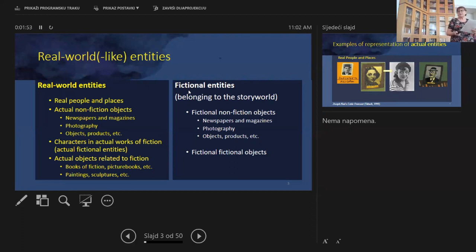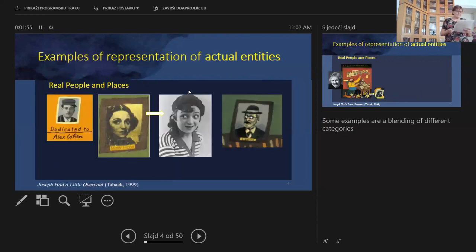I will just go on, as they will be repeated in the process. So the fictional entities function as those in the real world, but do not have a referent there. These do. These examples show real people presented by photographs or imitations of photographs. In this case, their role is to specify the wider cultural and historical context of this particular story.